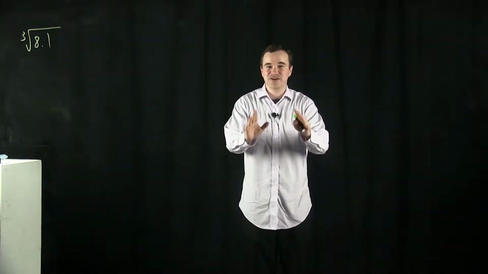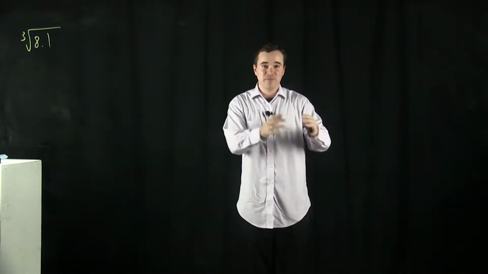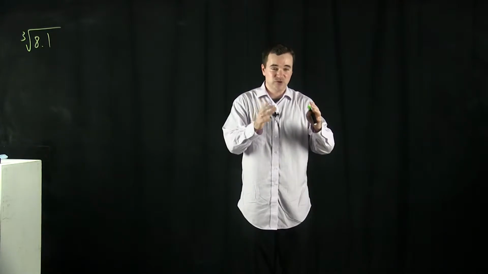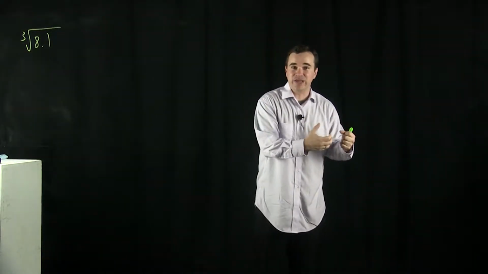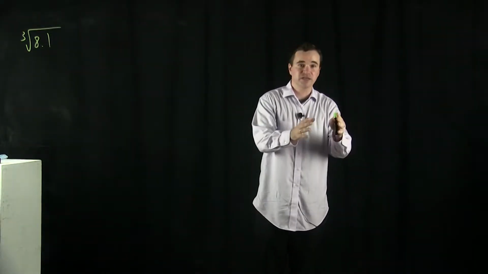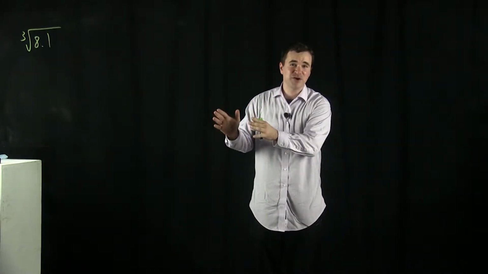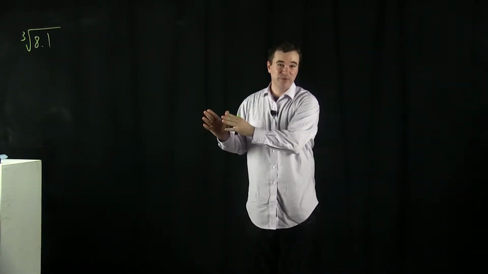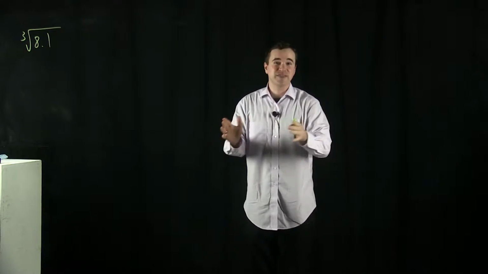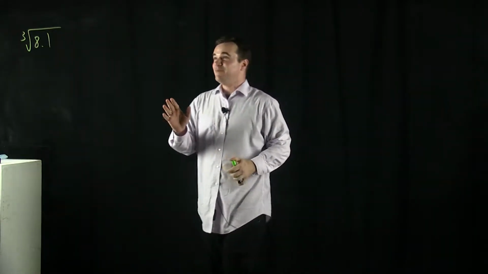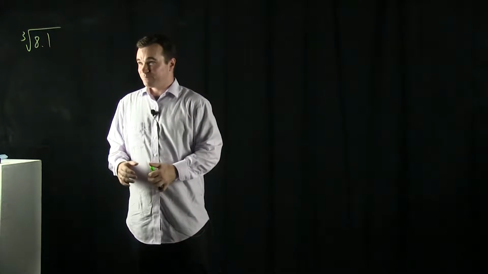You're stranded on a desert island. You're about to be rescued, but you don't have a calculator, and the only way that you can possibly get to the mainland is finding the approximate value of the cubed root of 8.1. Okay, that's never going to happen, but I'm going to show you how to approximate it anyway.